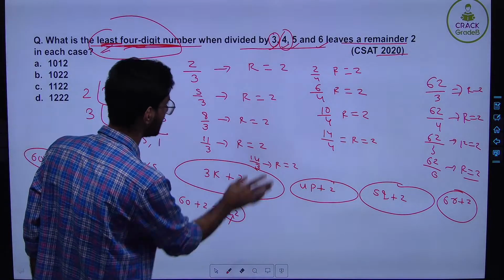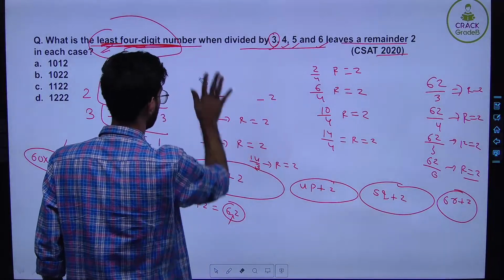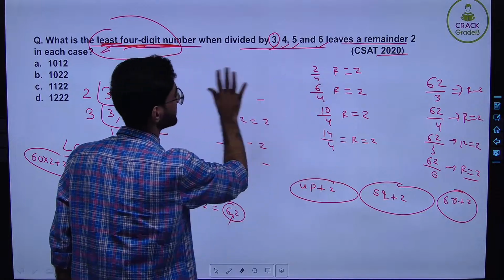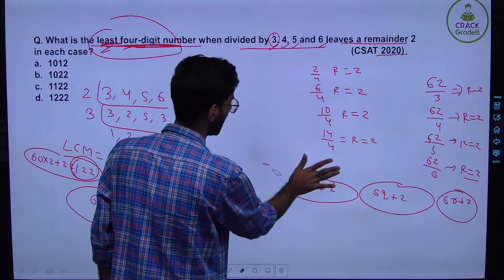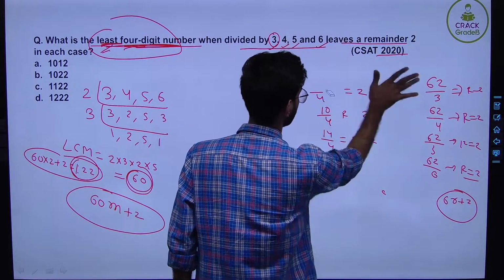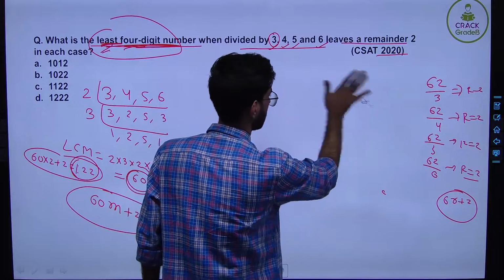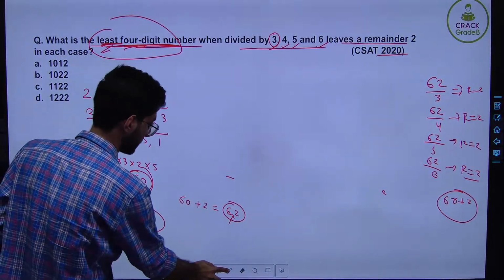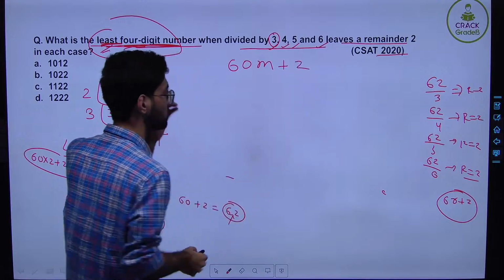Now I am erasing these. See, in the end, I will simplify all the learnings, right? But for now, you should try to understand why we follow that approach. So basically, the number will be of the form 60m plus 2, right?